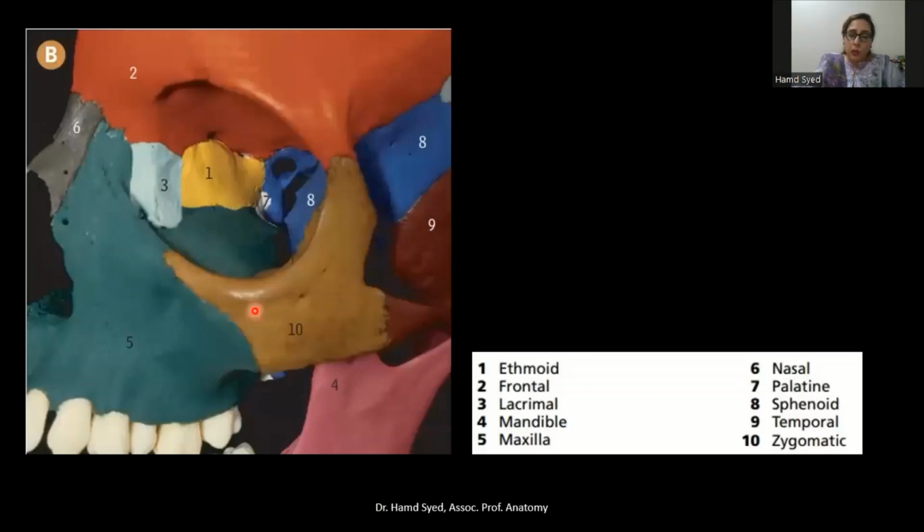Now here is a color-coded model of the orbit, and over here we can see this is the left bony orbit, and these are the different bones which are forming the bony orbit. When we talk about the orbital margin, we simply mean this orbital rim, and this orbital margin is formed by the frontal bone above and laterally the frontal as well as the zygomatic bones.